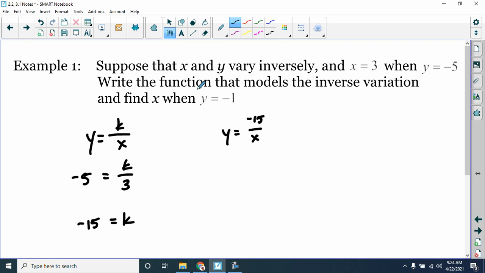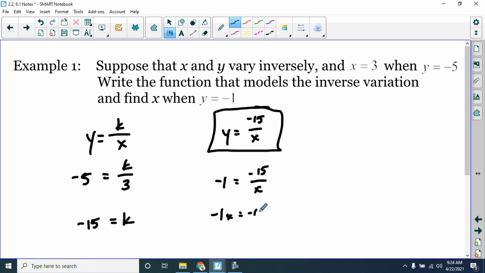So write the function that models the inverse variation. That's right here. Y equals negative 15 divided by x. And find x when y is negative 1. Plug in negative 1 for your y and solve for your x.